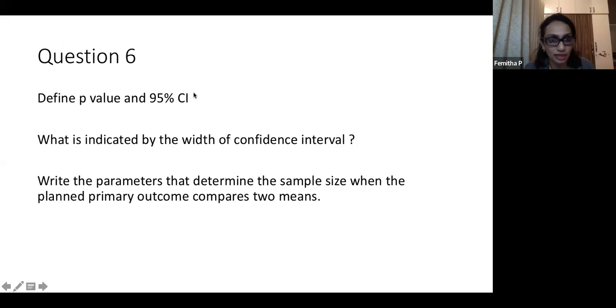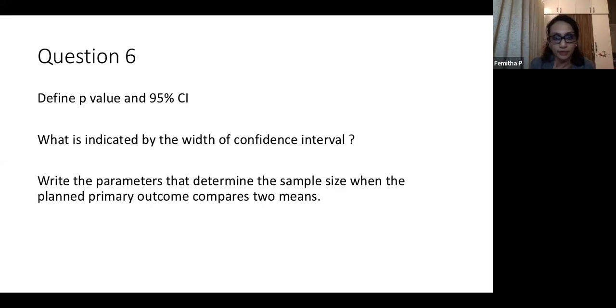I have one more question coming up. So the second part of the question is, what is indicated by the width of the confidence interval? As in, if you have a small width of confidence interval, what does it mean? Or as against, if you have a very wide confidence interval. If you have a very narrow confidence interval, it means the precision of your results is very high. Exactly. Narrow means more precise and wide means less precise.